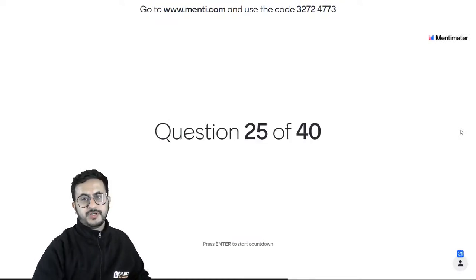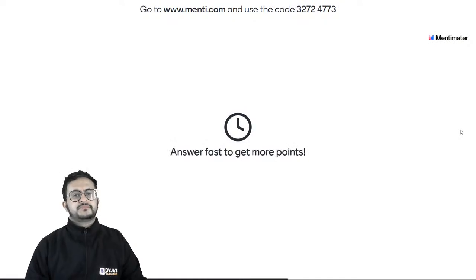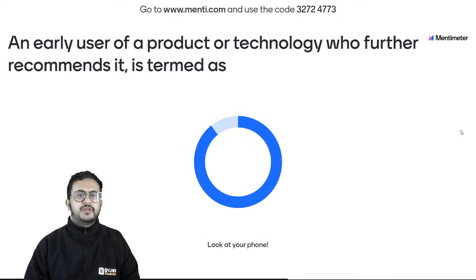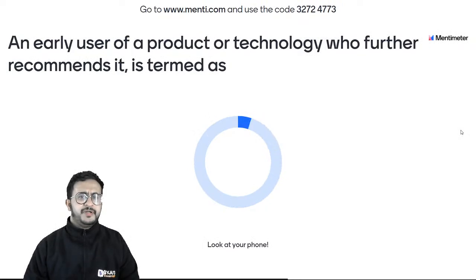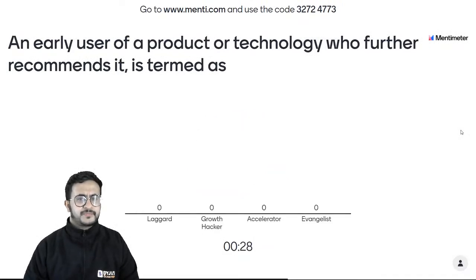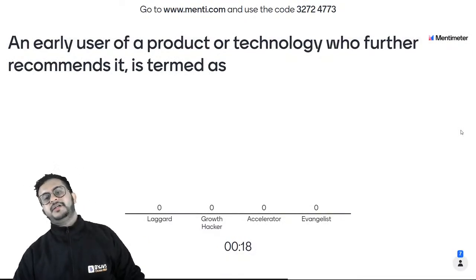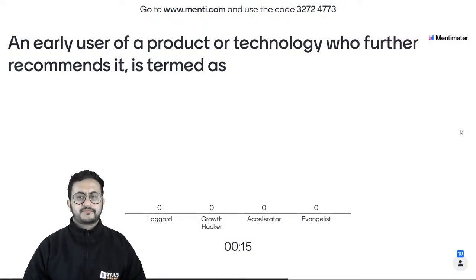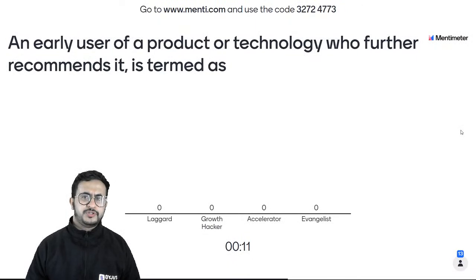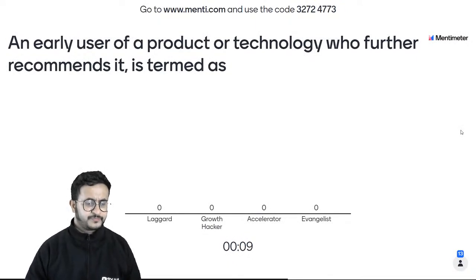Okay, here's the next question. An early user of a product or technology who further recommends it is termed as: laggard, growth hacker, accelerator, or evangelist. So this is a startup related term. Early user of a product or technology who recommends it.